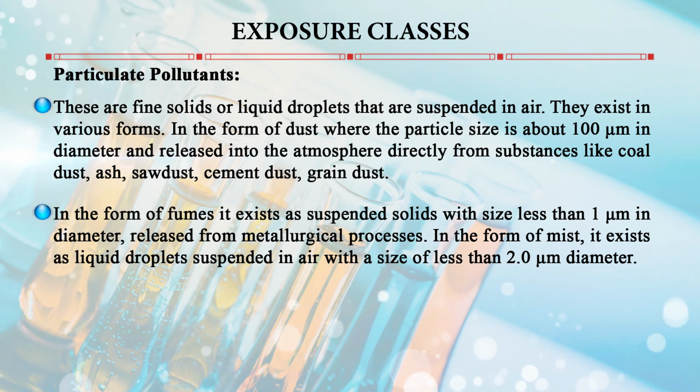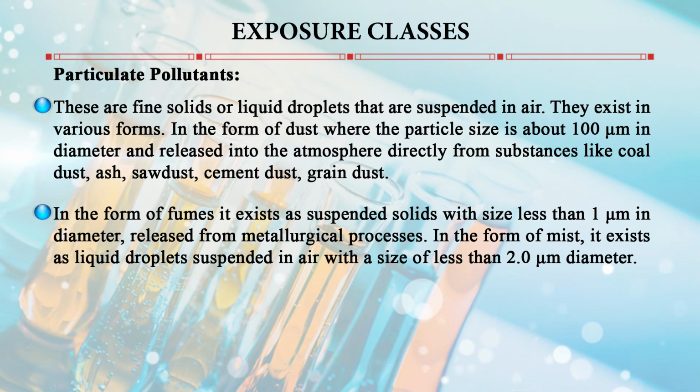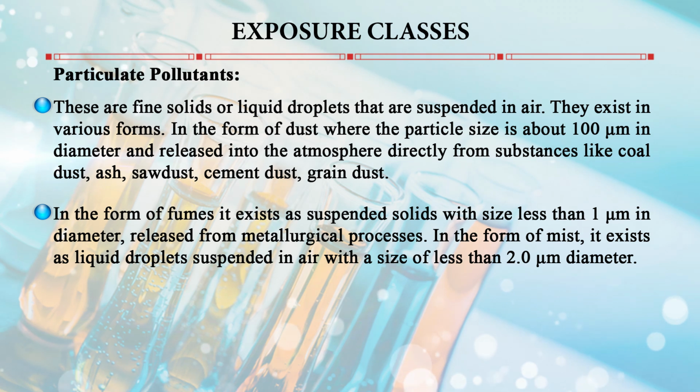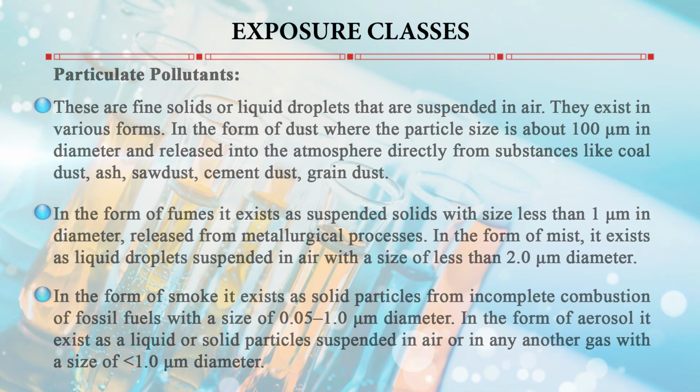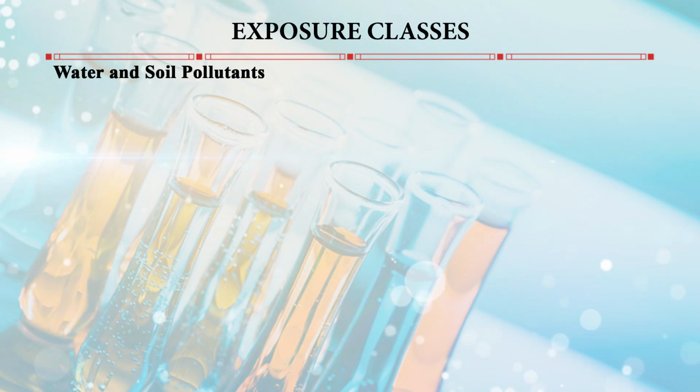In the form of mist, it exists as liquid droplets suspended in air with a size of less than 2 μm diameter. In the form of smoke, some chemicals exist as solid particles from the incomplete combustion of fossil fuels with a size of 0.05 to 1 μm diameter. In the form of aerosol, it is less than 1 μm diameter.